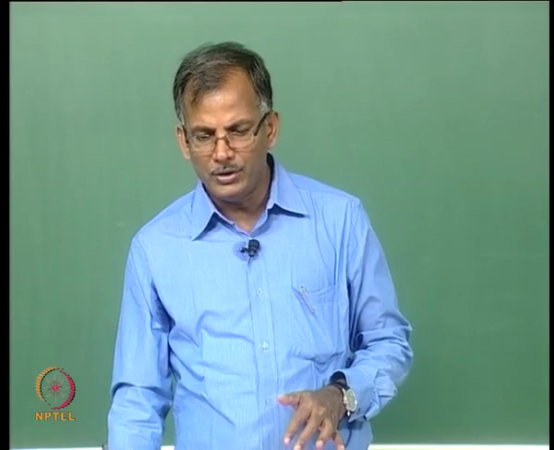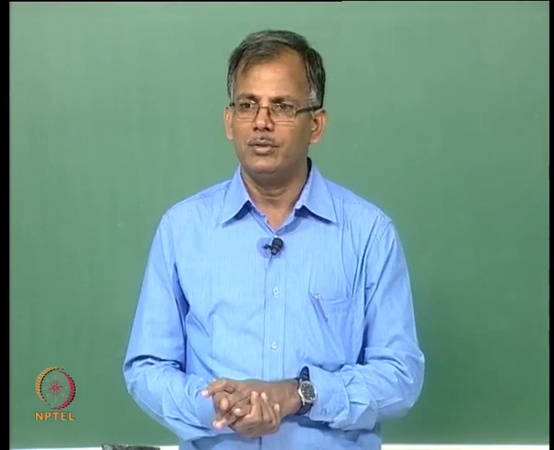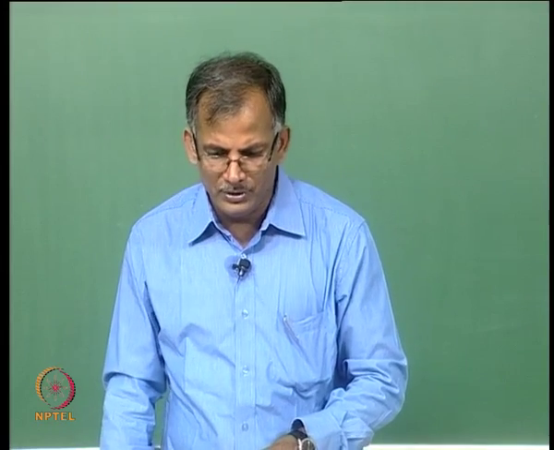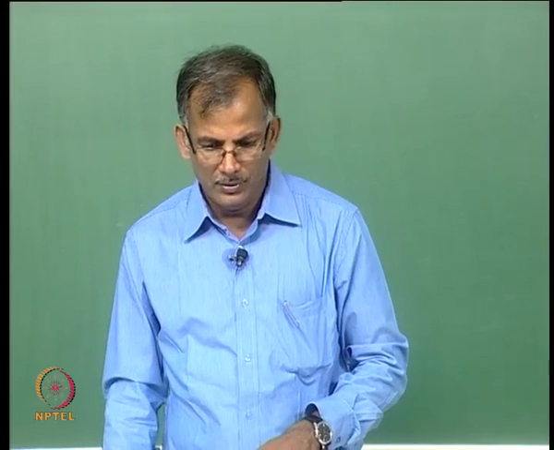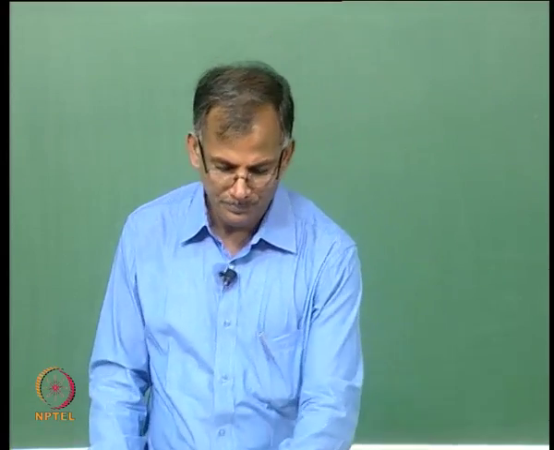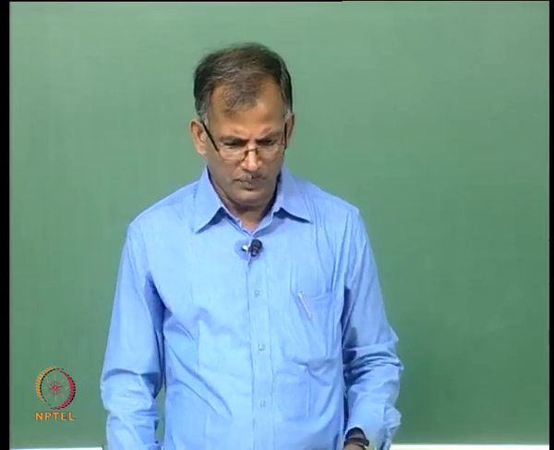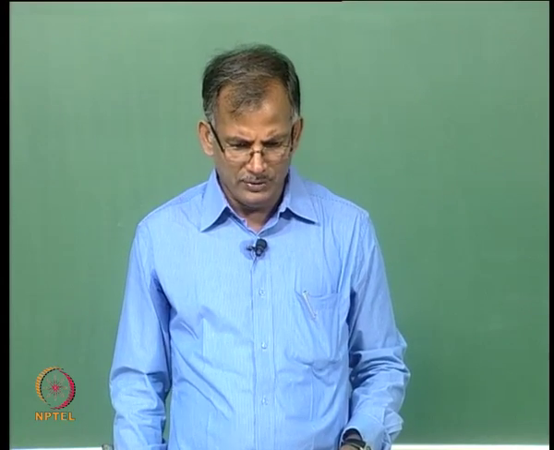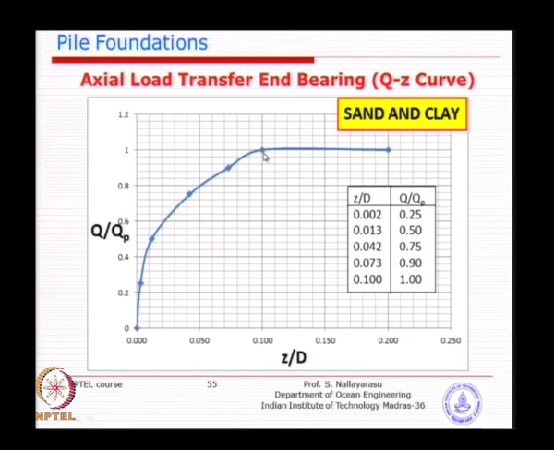So, what you require is to calculate the T value. The T value in between is the skin friction, and when it becomes maximum, it will be your ultimate strength. The relationship looks something like this. So, it achieves the maximum strength at 10% of the diameter, after which it becomes plastic deformation.